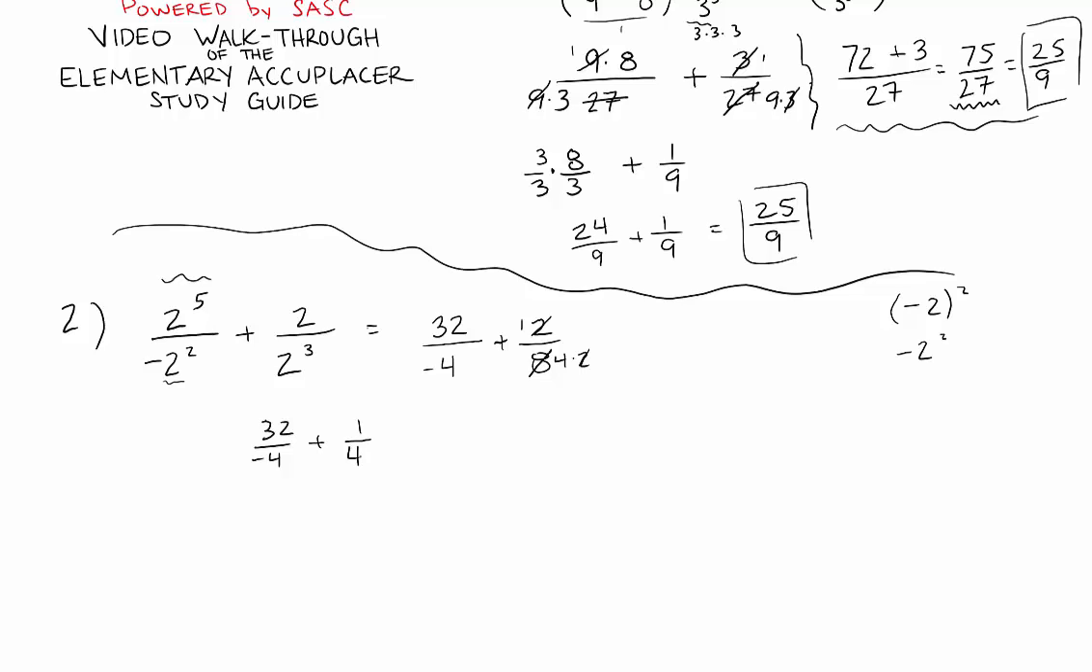Now, it's important to realize that negative 4 and 4 are not the same denominator. They have a different sign. So there's two different things you can do. You can just realize, well, I can just multiply this by a negative 1 to get to a positive 4, and then I multiply the top by a negative 1, and I get negative 32 over a positive 4 plus 1 over a positive 4.